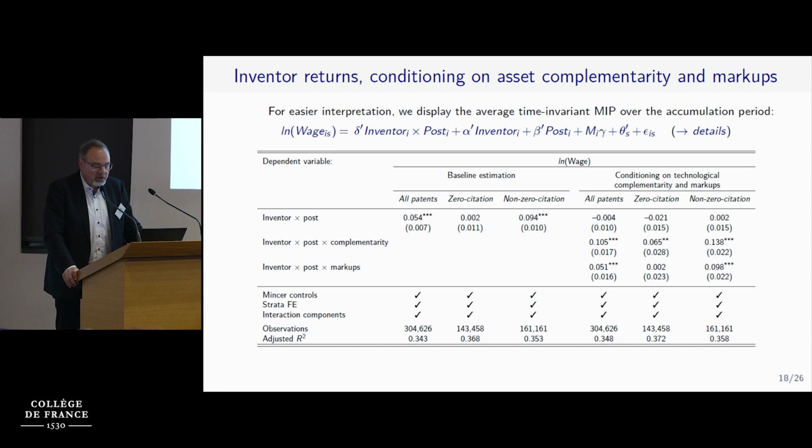reacts relatively strongly to the citation, or actually markups are zero for the zero citation patents. You see that the zero citation patents still give inventors a MIP that is significantly different from zero in the case of complementarity. But again, non-zero patents are better.